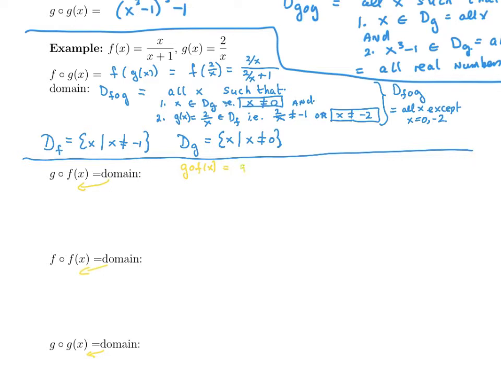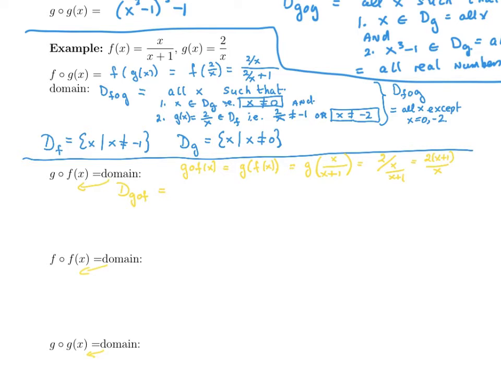Well, this is g applied to f of x, and now our f of x is x over x plus 1. So this is equal to 2 over x over x plus 1. Remember, I can invert that fraction, and that's equal to 2 times x plus 1 over x. Now, which x values are allowed in this function?